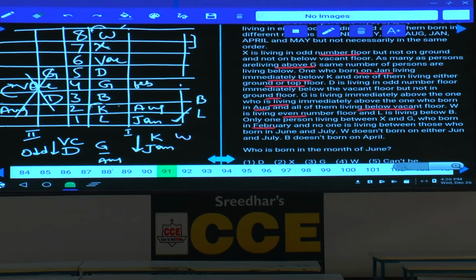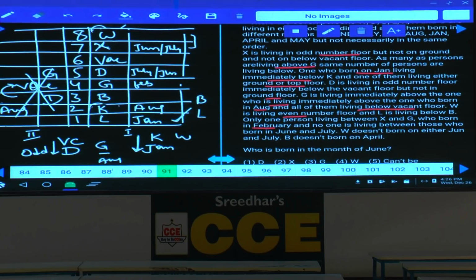G was born in February, and no one is living between June and July. At the same time, W was not born in June or July. As W cannot be June or July, if X is June, then D will be July, because no person is in between these two. There is a vacant floor here, but there is no person staying in between. Hence, if June is here, then July will be here. Between June and July there is no person, only a vacant floor.